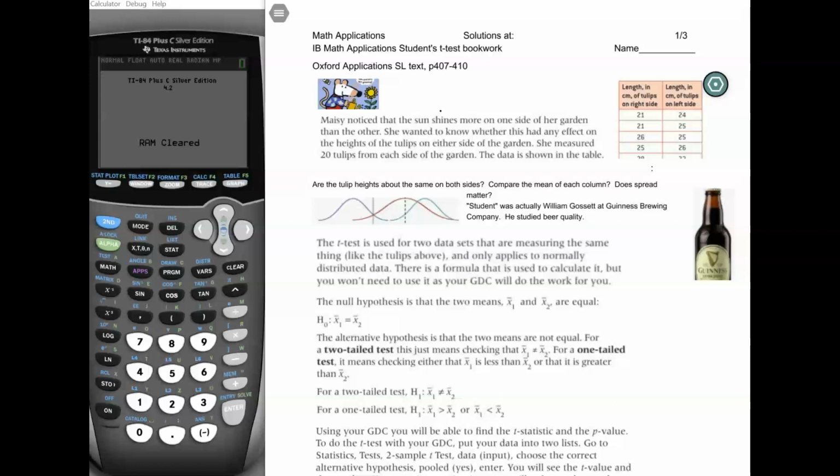Imagine you have data, maybe the tulips on the right side and the tulips on the left side, and you're wondering if one gets more sun and they're longer than the other. Maybe you look at heights of children in different countries or something. You can imagine that they would be normal distributions arranged like this, right?